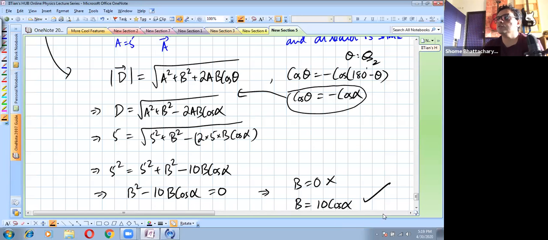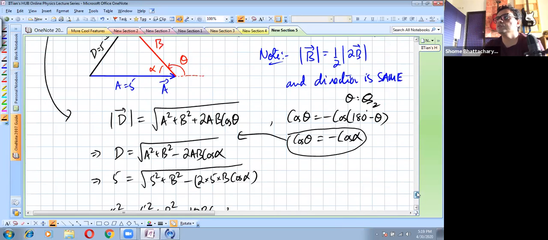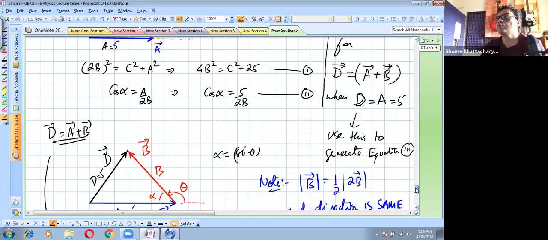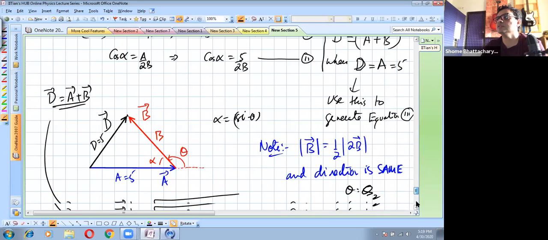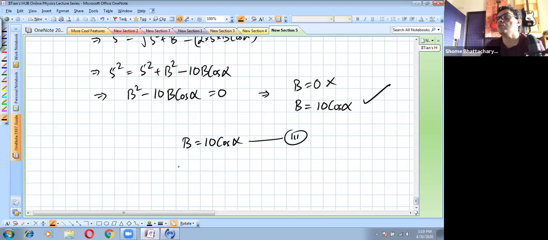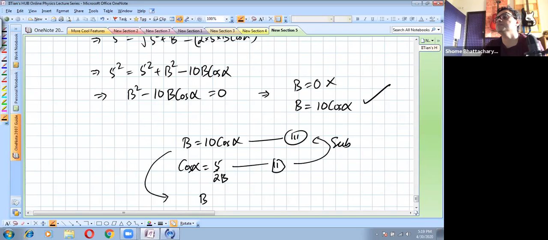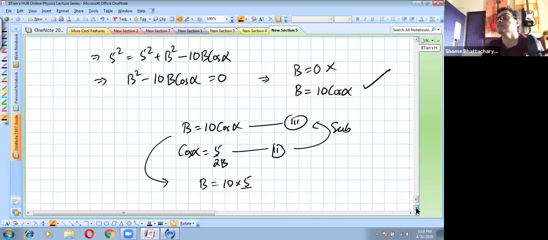Okay, so let's see how we'll solve this. It's quite easy actually. If you look at your second equation, it was cos alpha is 5 by 2B. This was my second equation. So just substitute this in the third equation. So your cos alpha goes away and you will get the value of B. So you get B is 10 into 5 by 2B.